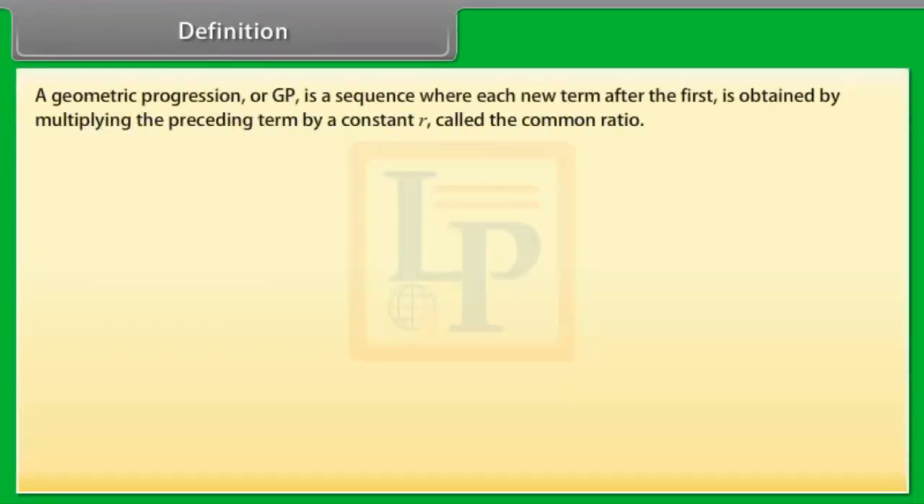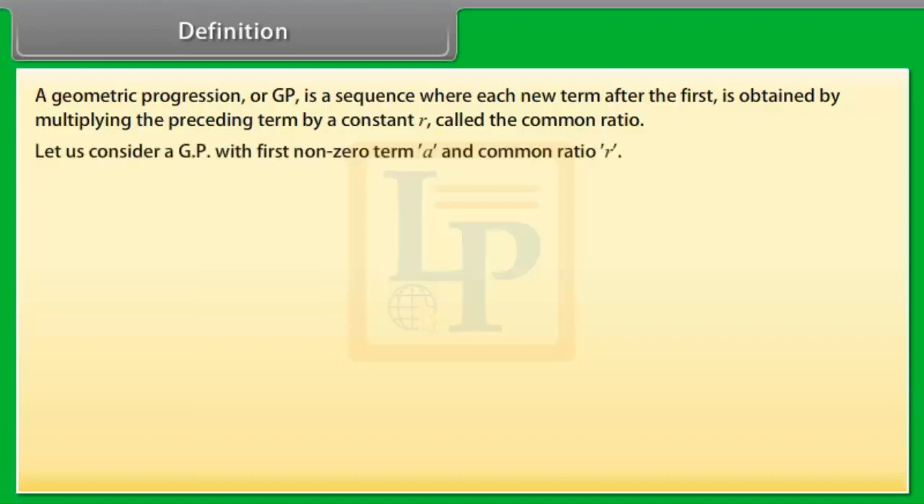Definition. A geometric progression or GP is a sequence where each new term after the first is obtained by multiplying the preceding term by a constant r called the common ratio. Let us consider a GP with first non-zero term a and common ratio r. a1 is equal to a, a2 is equal to a into r, a3 is equal to a into r square, a4 is equal to a into r cube, and so on.